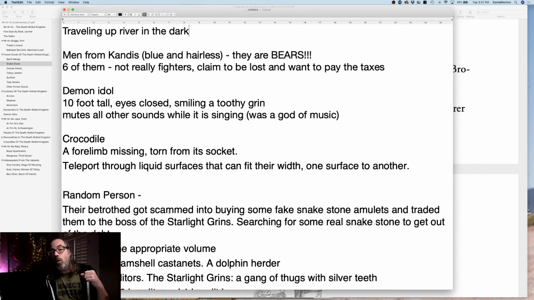Maybe the demon idol is under the water, right? And she's paddling past it, and all of a sudden, bubbles start coming up, and when the bubbles pop, you hear this music. I know that's not how sound works, but you hear this music, and all of a sudden everything's muted, and you can't talk, and all of a sudden this idol rises up out of the water with its eyes closed and starts swinging its arms around in combat. That could be a cool way to start the session, right?